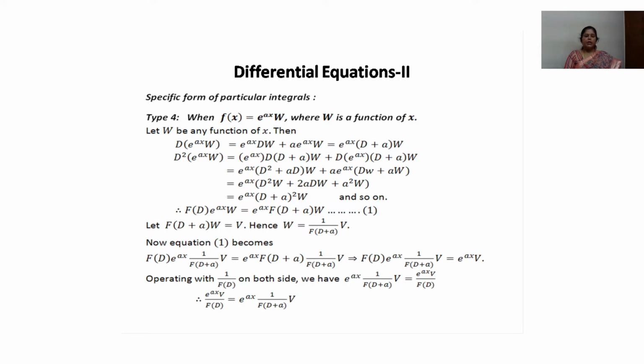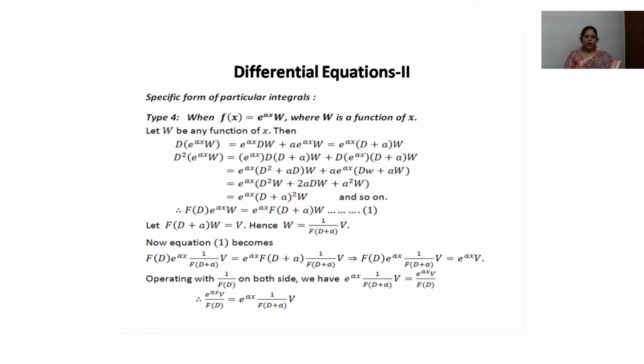Similarly, we can write D cube of e to the power ax into w as e to the power ax into D plus a whole cube into w, and so on. Therefore, f of D into e to the power ax w is equal to e to the power ax into f of D plus a into w. Let f of D plus a into w be equal to v, hence w is equal to 1 by f of D plus a into v.